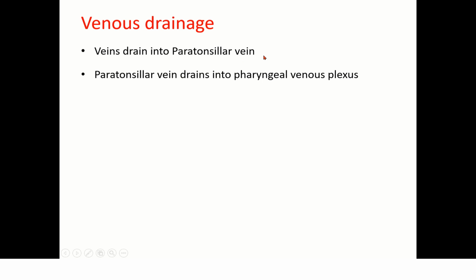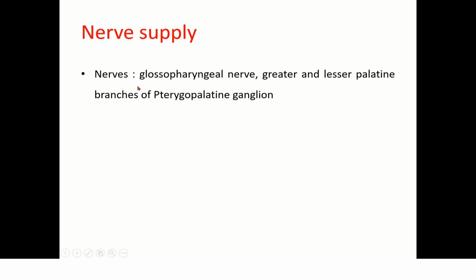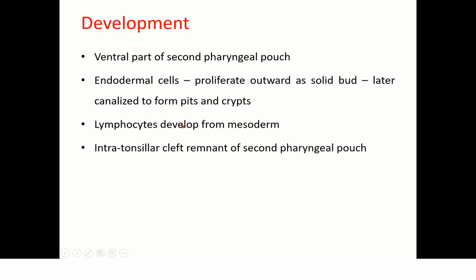Veins drain into paratonsillar vein, and ultimately this paratonsillar vein drains into pharyngeal venous plexus. Lymphatics drain into upper deep cervical nodes, particularly jugulodigastric nodes. So one of the lymph nodes is the principal lymph node of the tonsil, which is located below and behind the angle of mandible in the triangular interval between posterior belly of digastric and junction of common facial vein with the internal jugular vein. So it is primarily enlarged in the infection of tonsil. That's why it's called the principal lymph node of tonsil. So now nerve supply: glossopharyngeal nerve, greater and lesser palatine branches of the pterygopalatine ganglion.